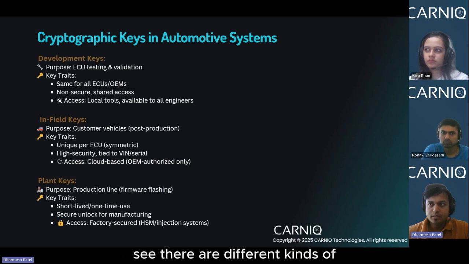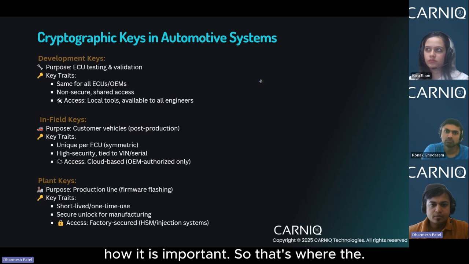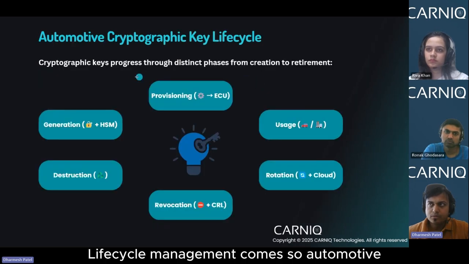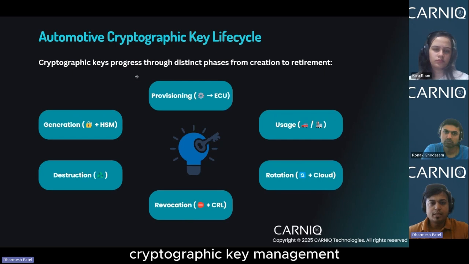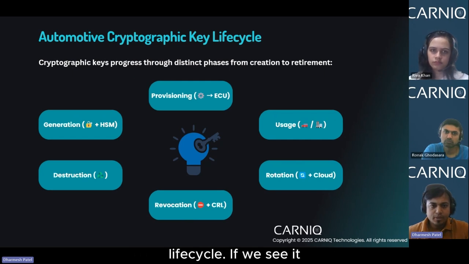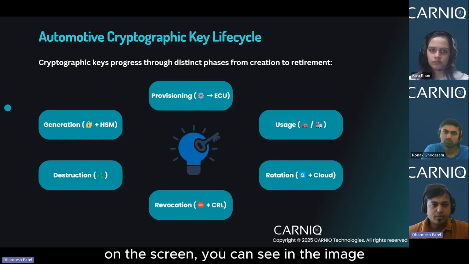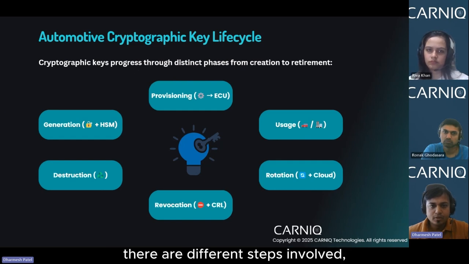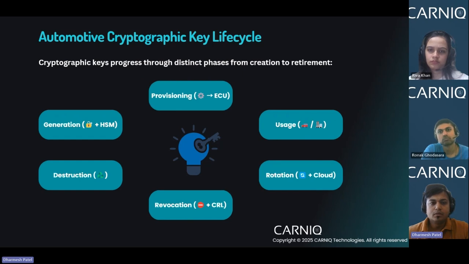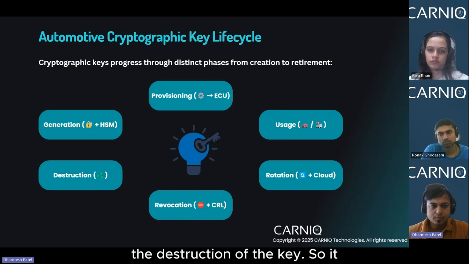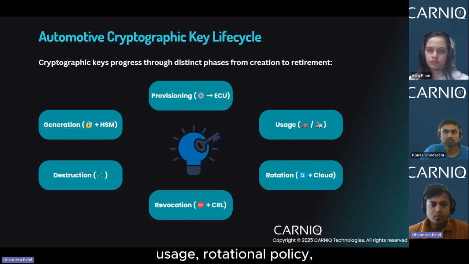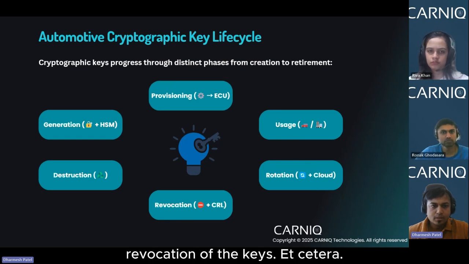So as you can see, there are different kinds of keys, and also we see how important they are. So that's where life cycle management comes in. Looking at the automotive cryptographic key management life cycle on the screen, you can see in the image there are different steps involved, starting from the generation of the key to the destruction of the key. So it involves the provisioning, usage, rotation policy, revocation of the keys, etc.